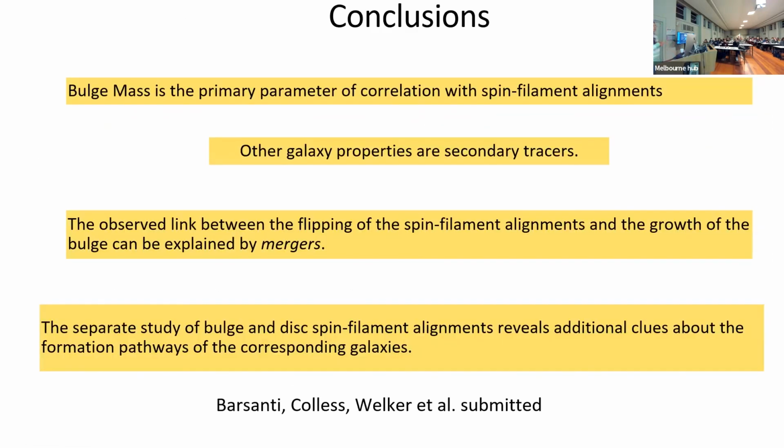So to conclude, we found that the bulge mass is the primary parameter of correlation with spin-filament alignments, and the observed link between the assembling of the bulge and the spin-filament alignment trend can be explained by mergers. And then if we look more into the galaxy components, such as bulges and disks, this can reveal additional clues about the particular formation pathway that a galaxy has followed.